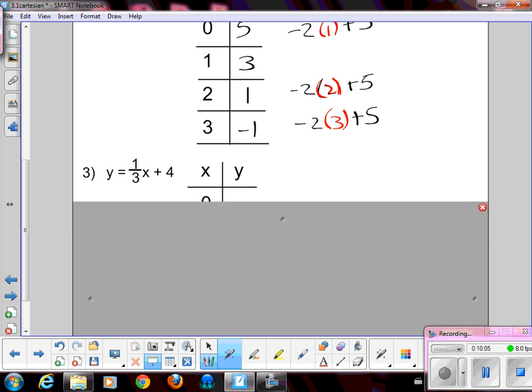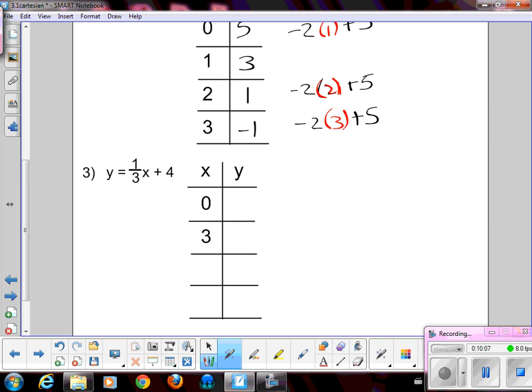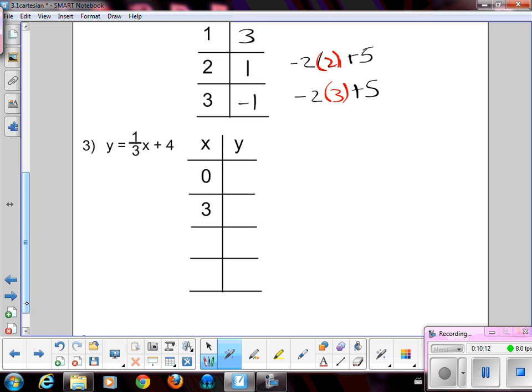Now this one's a little bit different. And the reason it's different is because there is a third in it. So there's a fraction. So what I've done is I haven't chosen all of the x's. Obviously I chose 0 because multiplying by 0 works really, really well. And let's try that one first. So I'd have 1/3 times 0 plus 4. Well, obviously 1/3 times 0 is 0, and so I have a 4.